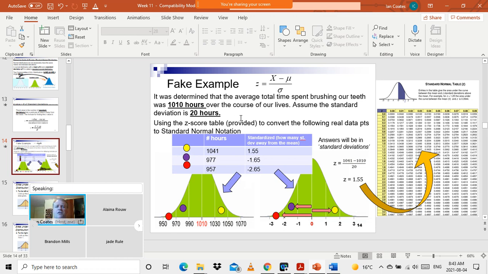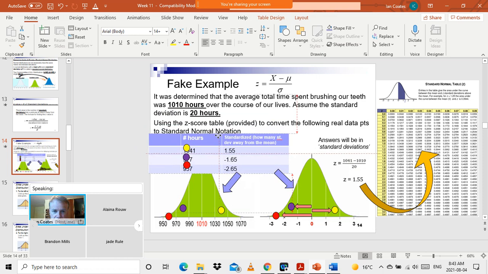It was determined that the average total time spent brushing our teeth was 1,010 hours over the course of our lifetime. Assume the standard deviation is 20 hours. Using the Z-score table provided, this one right here, I want you to convert the following real data points to a standard normal notation. So, ignoring this for right now, I'm going to move this right here. Sorry, there's mine. There we go.